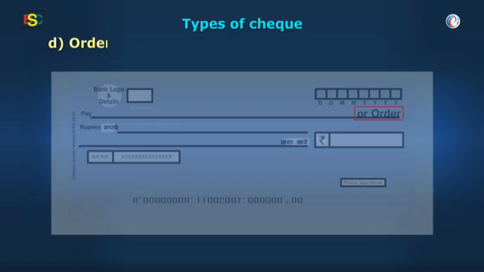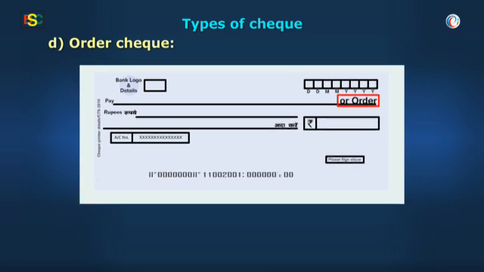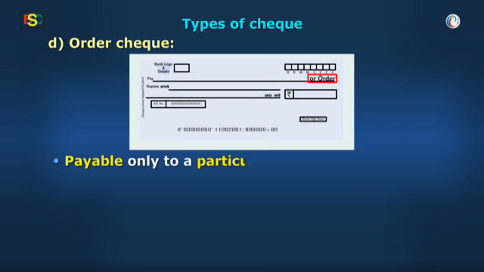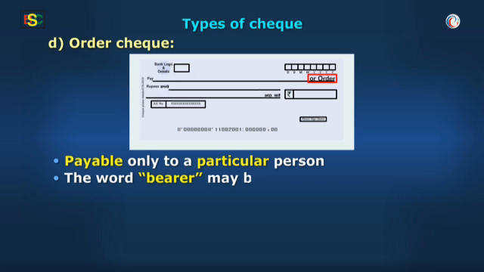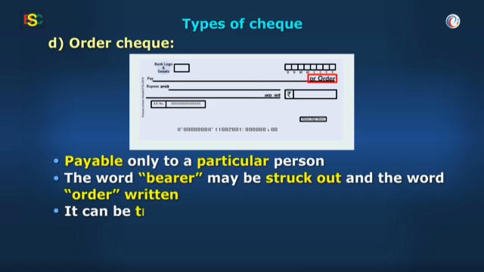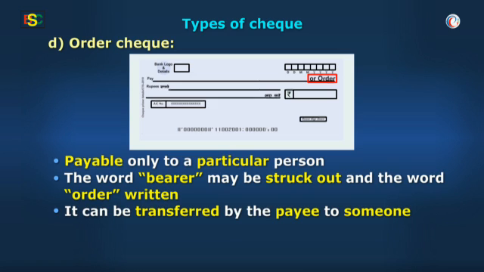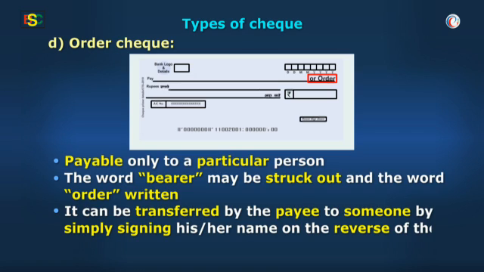D. Order check. An order check is payable only to a particular person. In this, the word bearer may be struck out and the word order written. It can be transferred by the payee to someone by simply signing his or her name on the reverse of the check.